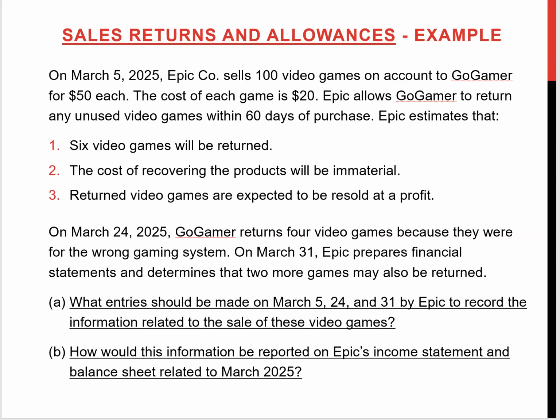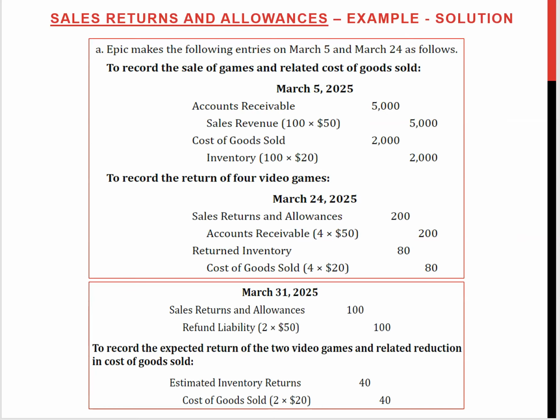Let's look at March 5's journal entries. On March 5, Epic will record their sales revenues. At the beginning, they sold 100 games. If you see the previous slides, $50 each. So all on credit, accounts receivable debit, sales revenue credit. And for each game, the cost was $20. So they also recorded the cost of goods sold and inventory is credited. This is the basic sales journal entries.